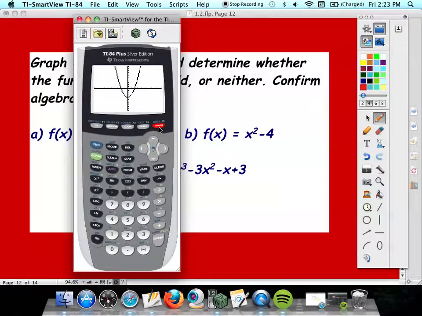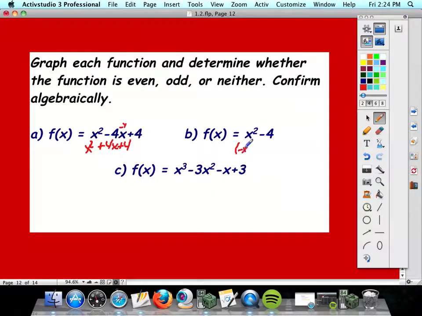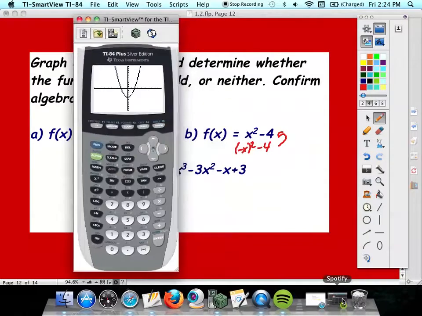Now the rule for even is, if I can plug in a negative x where the positive x is, then it's even. So if I plug a negative x in right there, it would be negative x squared minus 4, which is the same thing as that. It's the same equation, which means that one was even. Okay, last one, and we will be done with the video.